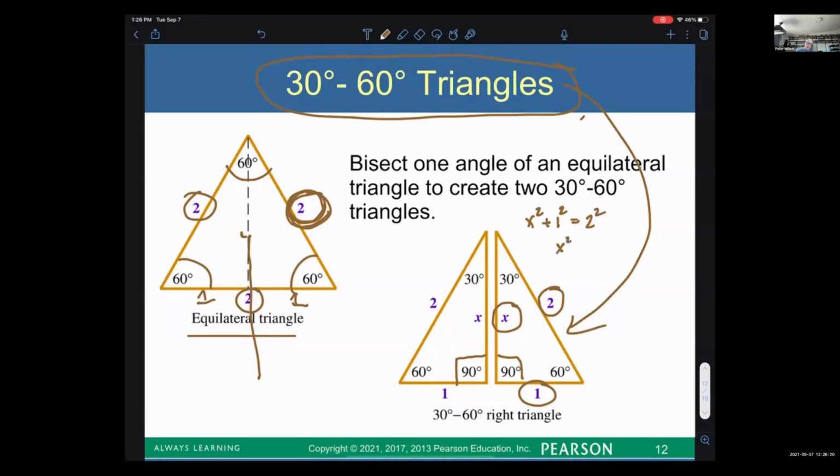So x squared equals 4 minus 1, which is 3. So x is equal to the square root of 3. I'm only taking the positive because it's the length of a side. So now we know that these sides are the square root of 3. So if you have a 30, 60, 90 degree triangle where the hypotenuse is 2, then the base, or the side opposite the 30-degree angle, will be half of the hypotenuse, will be 1. And then the side opposite the 60-degree angle would be square root of 3.